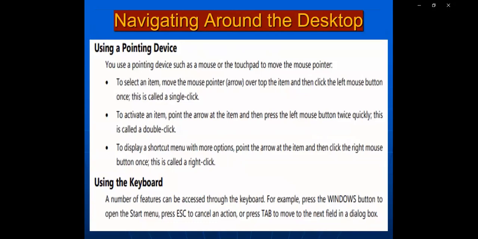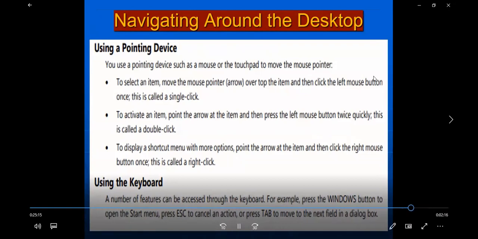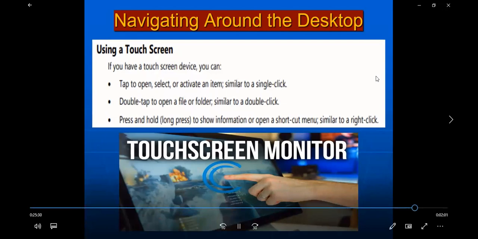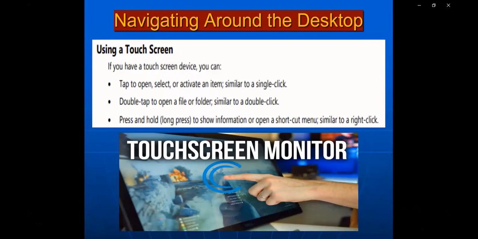Navigating around the desktop. Using a pointing device such as a mouse or the touchpad, you move the mouse pointer. So, we have the procedure here. Using the keyboard, a number of features can be accessed through the keyboard. For example, press the Windows button to open the Start menu, press Escape to cancel an action, or press Tab to move to the next field in a dialog box. For touchscreen, if you have a touchscreen device, you can follow these procedures. Again, take note everyone, Windows 10 has been designed to work with touchscreen devices as well as with a traditional mouse and keyboard, and provides the availability for the user to work in tablet mode. In this course, however, you will use a mouse and keyboard.